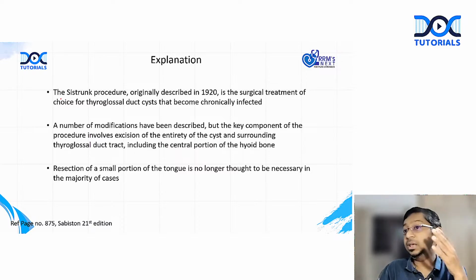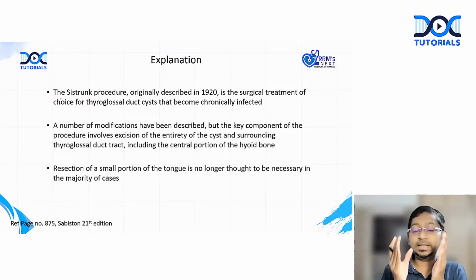So among the modifications that we have seen, the key component is that you excise the entire cyst, excise the surrounding thyroglossal tract, and very important, you have to excise the central part of the hyoid bone. So why do we excise the central part of the hyoid bone? Because the ossification of the hyoid bone is very closely associated, in terms of the time of development, to the descent of the thyroglossal tract.